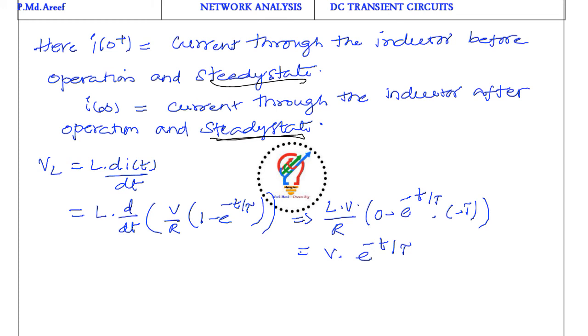Voltage across inductor VL is equal to L into di by dt. Inductor will never allow sudden changes in current, but it will allow them in voltage. That's why we see here L into di by dt, L into d by dt of V by R into 1 minus e power minus t by tau. If you differentiate this equation, you will get an exponentially decaying function. That means inductor voltage is maximum at first, that is, it acts as an open circuit. Finally, when it reaches steady state, it will act as a short circuit. So for V of t here, during steady state, the inductor acts as a short circuit, and during the initial stage, it acts as an open circuit.